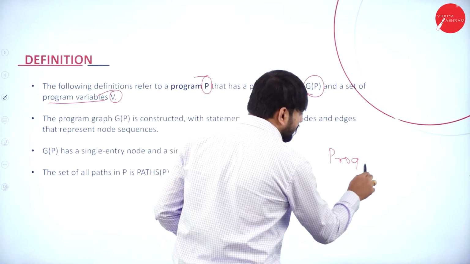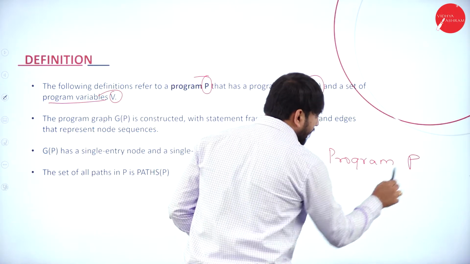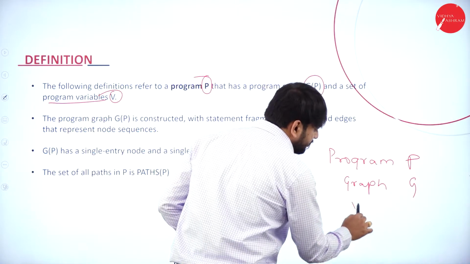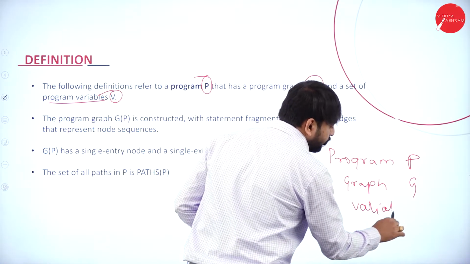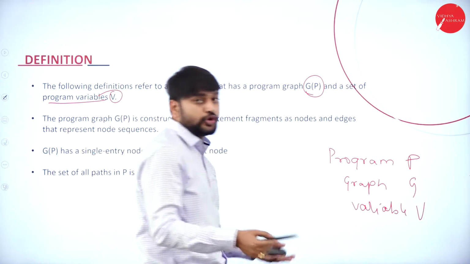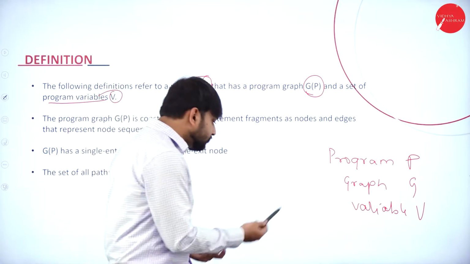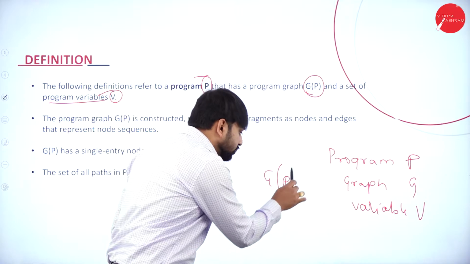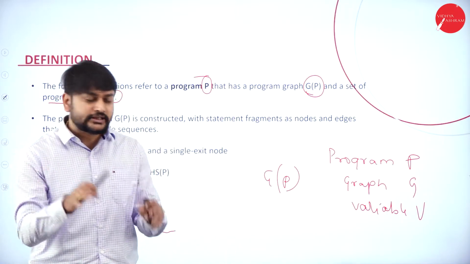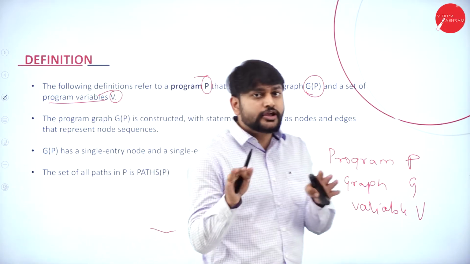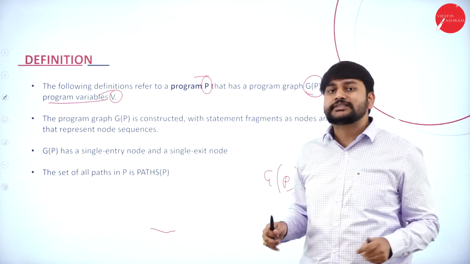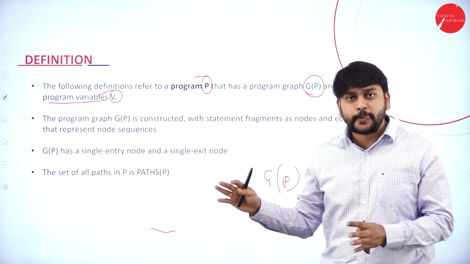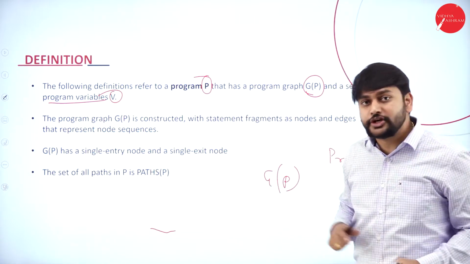So you will be calling the program as P, you will be calling the graph as G, and you will be calling the variables, whatever you have in the program, as V. If I have a graph of a program, you'll be calling it G of P. This is the basic definition that you should know. Whenever I use G of P, you need to understand that that is the graph of that particular program. Fine, that is the first important thing that you need to remember.